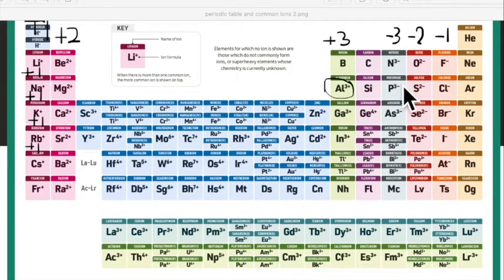Then you've got minus 3 for group 15, minus 2 for group 16, and minus 1 for these elements in group 17. And remember, these are the famous common ions, so just keep that in mind. Aluminum, you should know by heart, is plus 3, and you should know by heart that plus 1 is group 1, plus 2 is group 2.